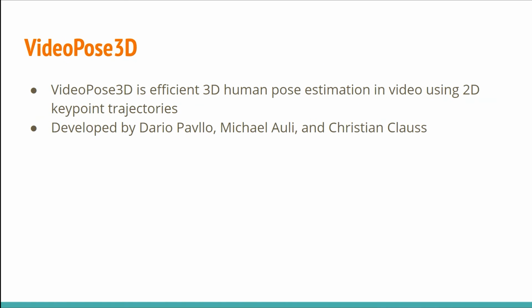Our other package was VideoPose3D. VideoPose3D is efficient 3D human pose estimation in video using 2D keypoint trajectories. It was developed by Dario Pavllo, Christoph Feichtenhofer, and Michael Auli.